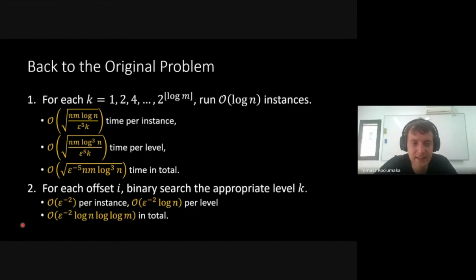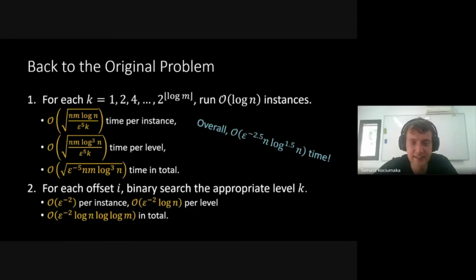And this means that the number of queries is still epsilon to the minus 2 per instance. So the number of fingerprint comparisons is still epsilon to the minus 2 per instance. And each level still has log n instances because we need high probability of success. But now for every particular offset, we query only log log m levels instead of log m levels. And that's because we are doing binary search rather than looking at all the levels sequentially.